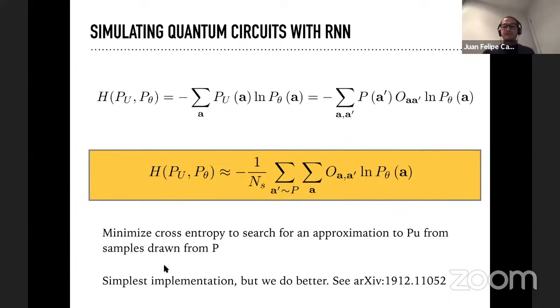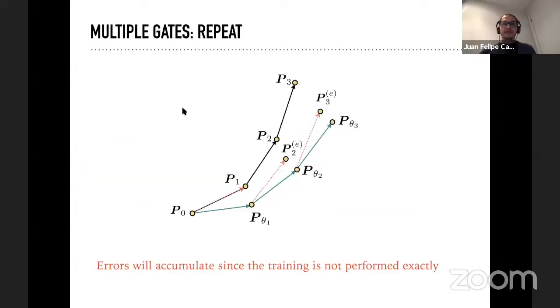This is the simplest implementation we had, but we do better in our paper. We introduce some variance reduction techniques and so on, to improve the calculations of the gradient and be better. And now, if you have multiple gates, what you do is you repeat. You start from P0, you approximate with P theta 1. You try to be as close as possible to P1, but you can't.